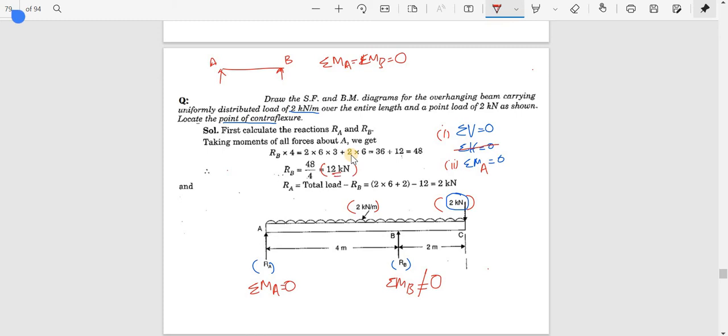That is one equation. Next one, what is the equation? We have used this one. Next one is sigma V equal to 0. That is, RA plus RB should be equal to 2 into 4, that is the UDL load, plus 2 into 6 plus 2. That is 12 plus 2, 14. Therefore the total load is 14, so RA plus RB is equal to 14. RB we got as 12, therefore RA is equal to 2. So we have finally got the values for our beam. The complete loading details we have obtained now.